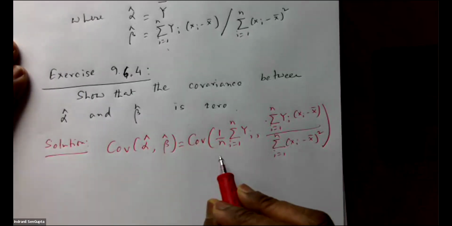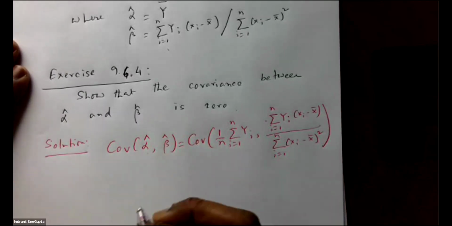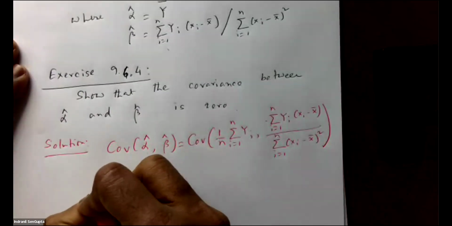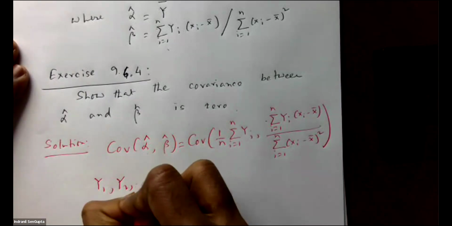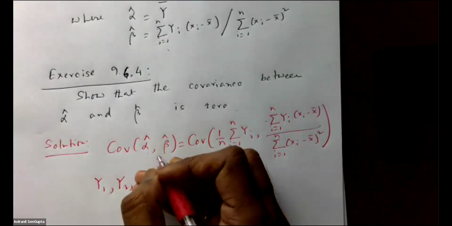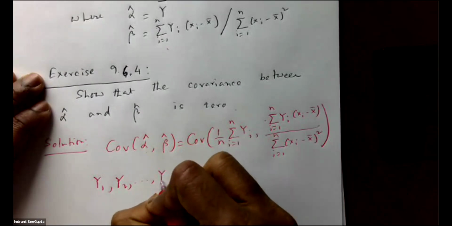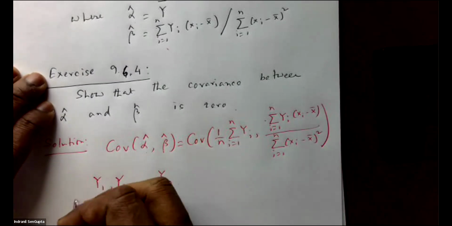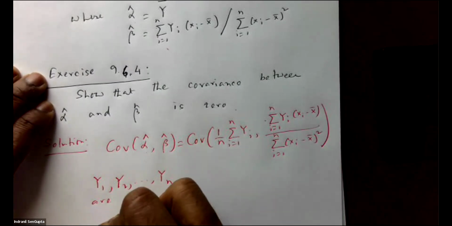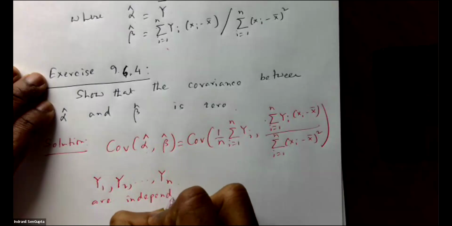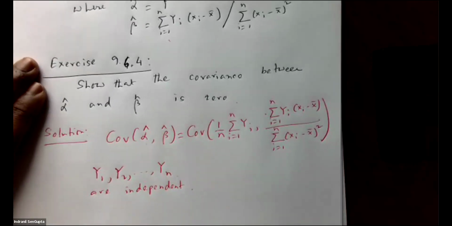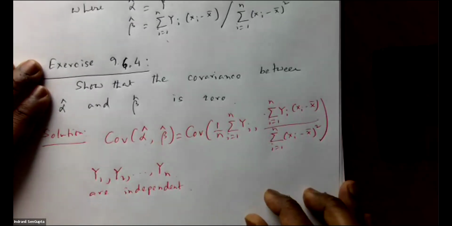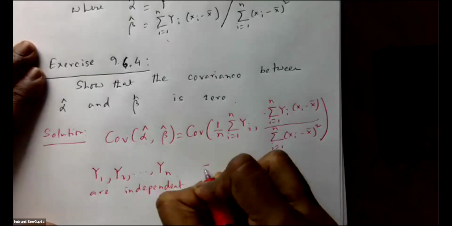We know that y1, y2, through yn is a sample, right? So they are independent. Okay. So if I do this, then what we'll have is the following.